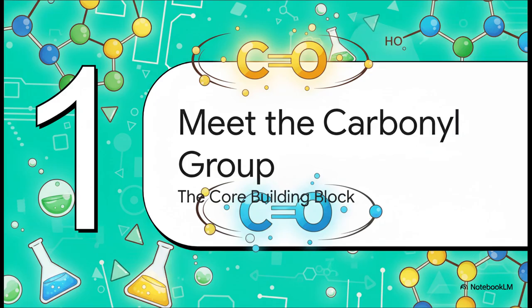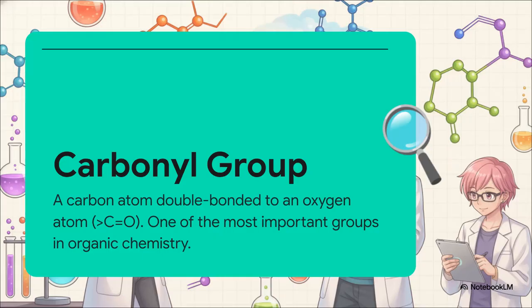The hero of our story is a small but really mighty structure, and it's called the carbonyl group. So what exactly is this carbonyl group? You know, it's surprisingly simple. It's just one carbon atom connected to one oxygen atom by a double bond. That's it. This simple little arrangement, the C=O, is hands down one of the most important players in all of organic chemistry.